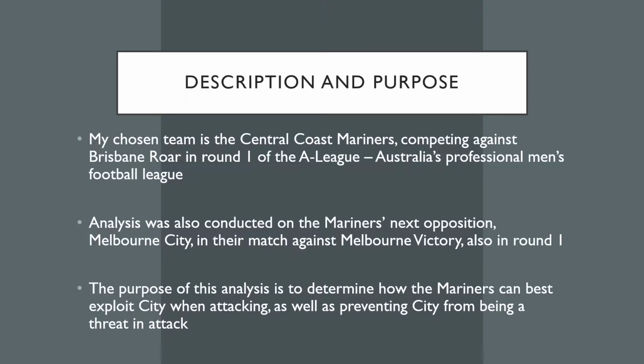in round 2. Specific analysis is made towards Victory, with the aim of finding how the Mariners can exploit City using similar strengths to the Victory, as well as how the Mariners can prevent City from being a threat in attack.